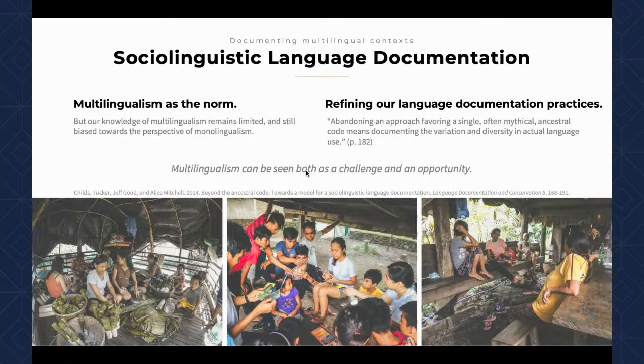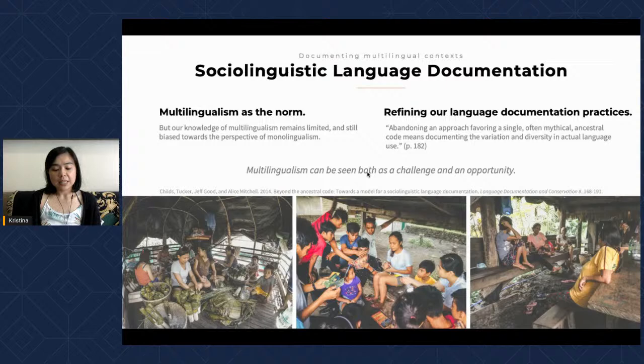And in terms of language documentation, there is still the focus on documenting a single language in the community, what Brad has described as the ancestral code approach. And actually, the ancestral code is often mythical. Mythical because communities are typically multilingual and people use different languages in different domains in their everyday life. And so documenting one particular language ignores the variation that exists in these communities. Actually, in some communities, languages may not even have discrete boundaries and people tend to mix their different languages.